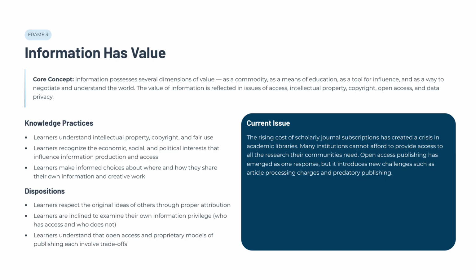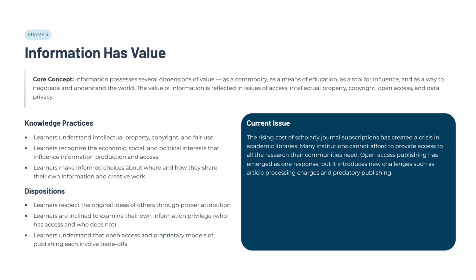And here's a real current issue I want you to pay attention to. The rising cost of scholarly journal subscriptions has created a genuine crisis in academic libraries. The so-called serials crisis has been going on for decades, and it's getting worse. Many institutions simply cannot afford to provide access to all the research their communities need.